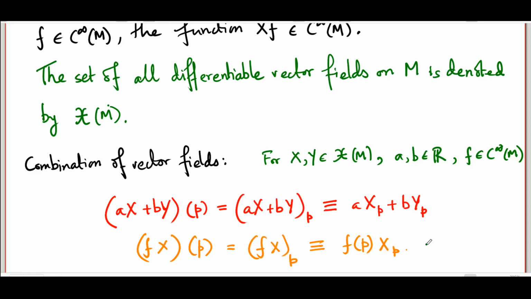We also define the product of a vector field X and a smooth function f, times X, to be the following. It is defined to be a vector field whose value at the point P is given by the value of the function at the point P times the value of the vector field at the point P, that is, the tangent vector in TPM.